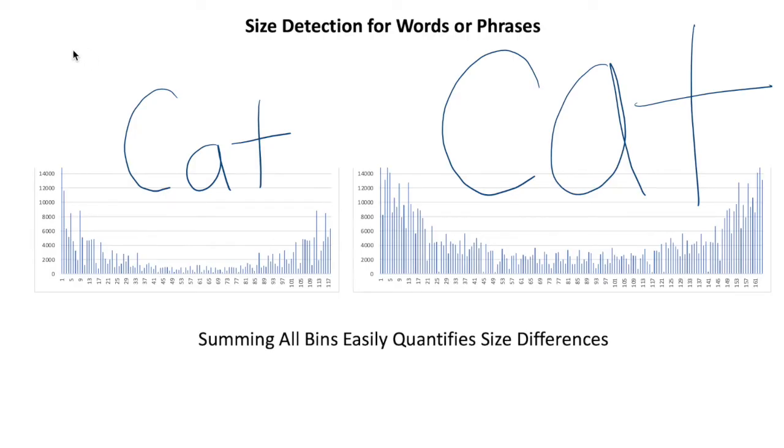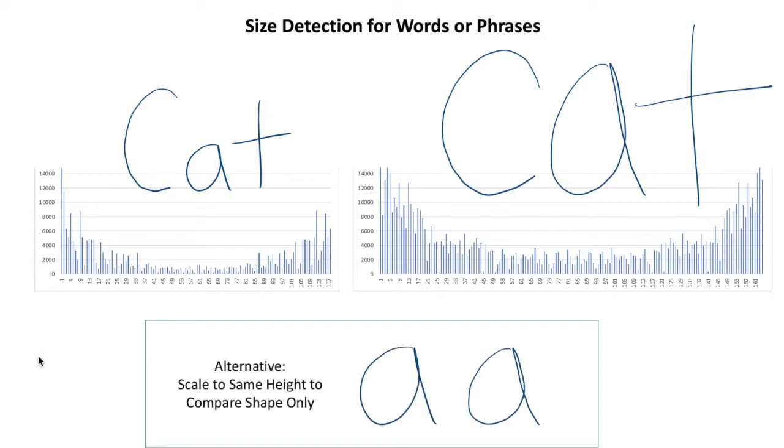Moving on, I want to show that the LCPC transform can detect differences in the size of words and phrases. Here you can see that the large letters have much larger bins, and if you were to sum them, the total would be larger than the total from the left.